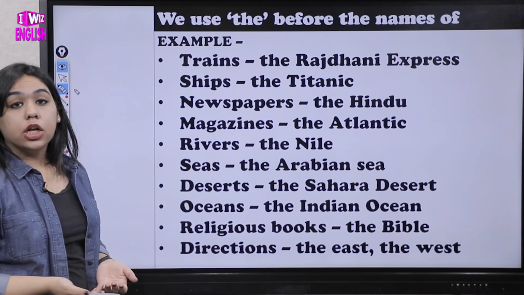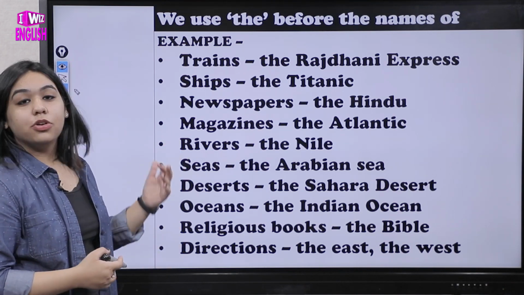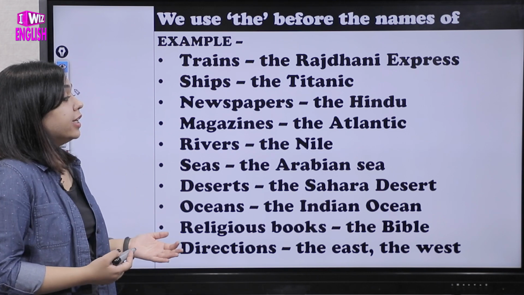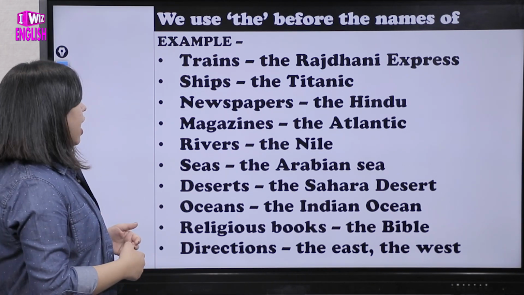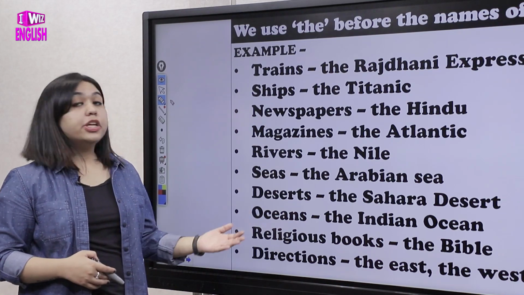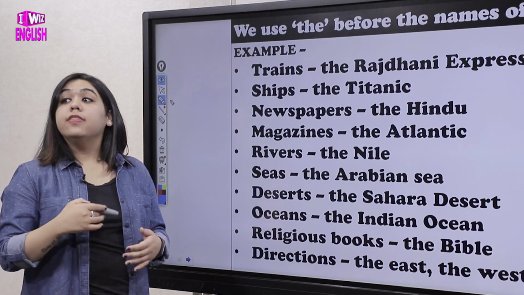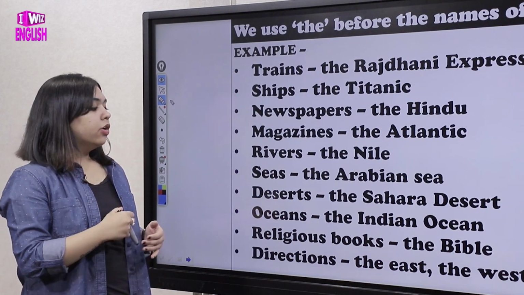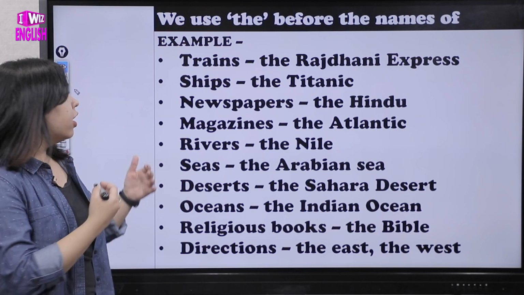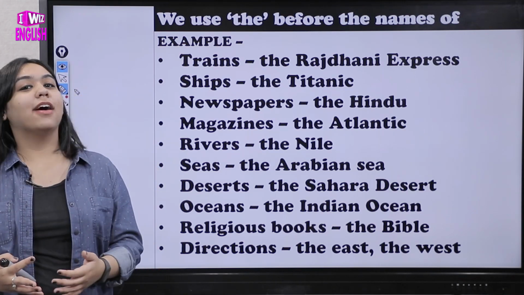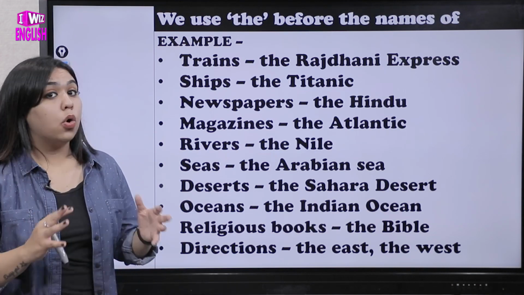The Atlantic. The Nile, it's again a river, so we are going to use the article "the". For the seas also, the Arabian Sea; desert, the Sahara Desert; the Indian Ocean; religious books, the Bible; directions. She's gone in the east, or towards the east, the west, the north, the south. So for all these, we are going to use the article "the". These are all the uses of article "the".